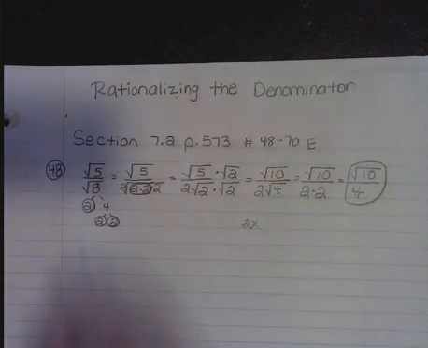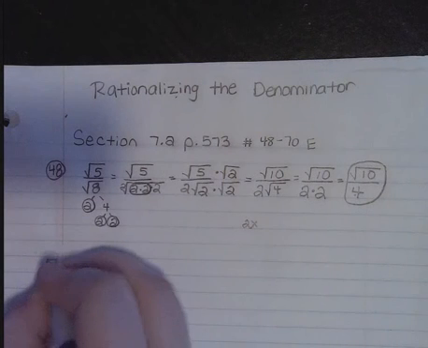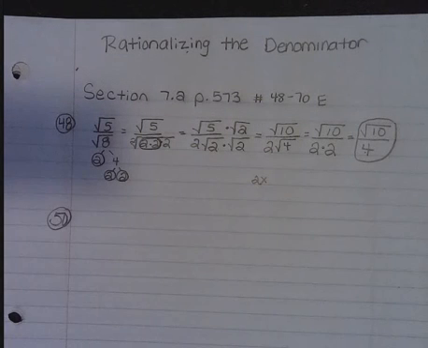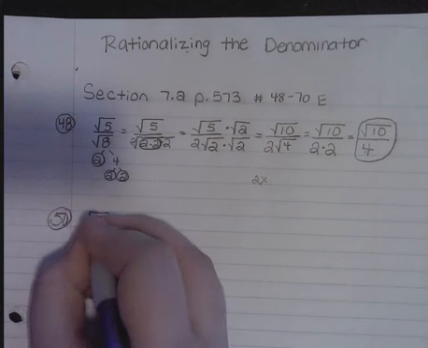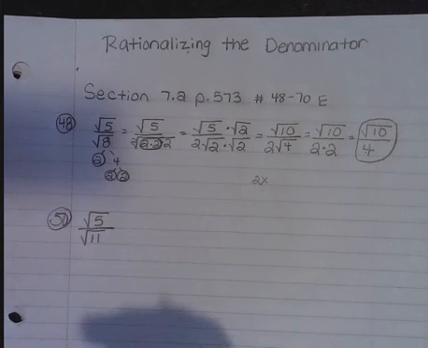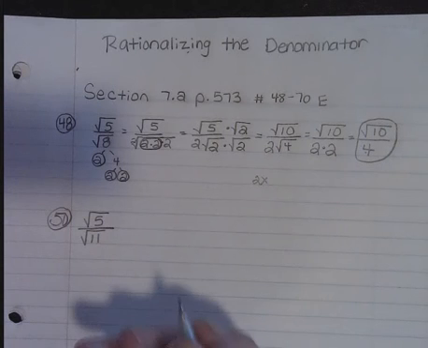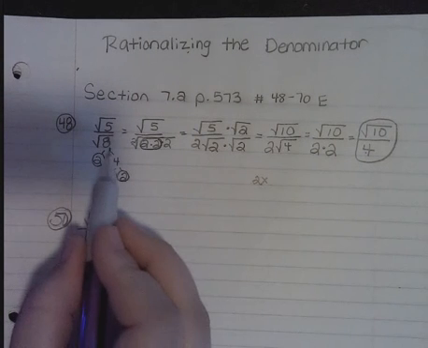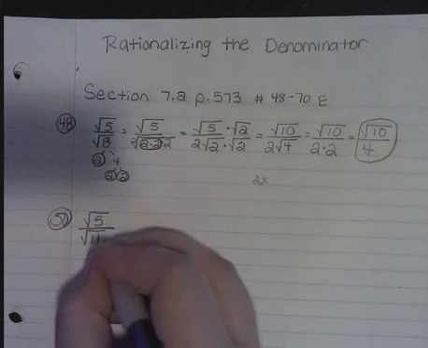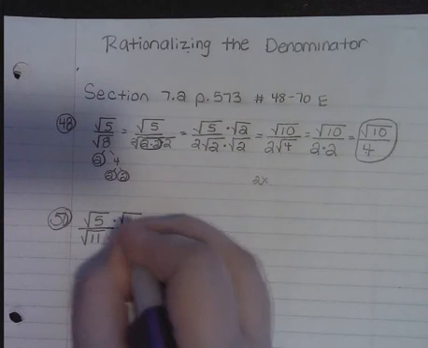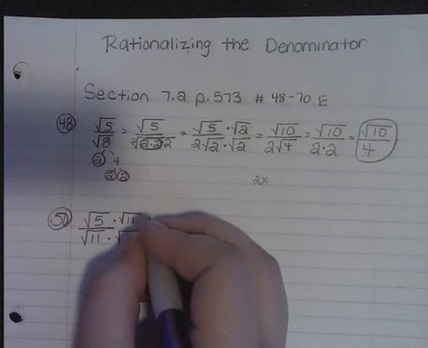Now we are going to move on to number 50 on page 573. Number 50 says I have the square root of 5 over the square root of 11. Now remember, the whole goal is to get that radical out of the denominator. 11 is called a prime number, so we cannot break it down as we did up here with the square root of 8. We can't break it down first. So what I'm going to do is multiply the square root of 11 by the square root of 11. Remember, what you do to the denominator, you must do to the numerator.